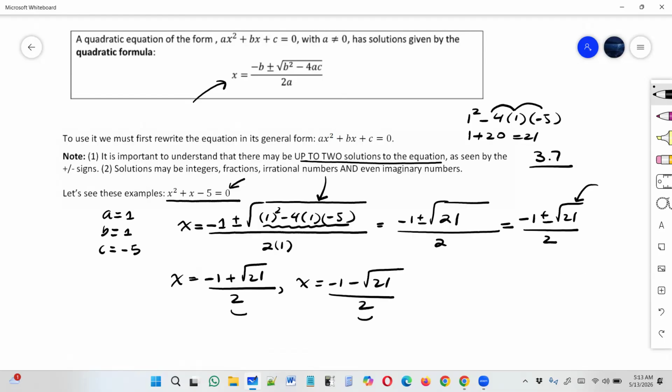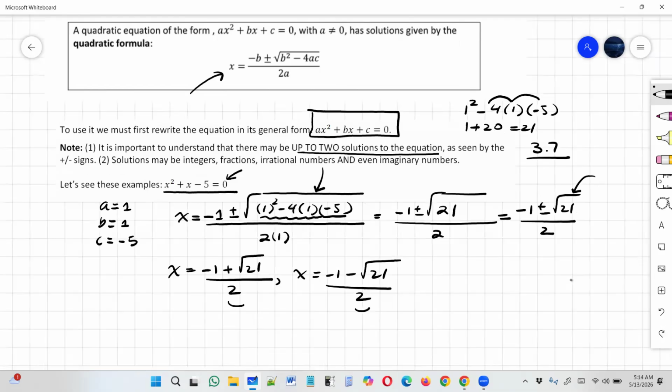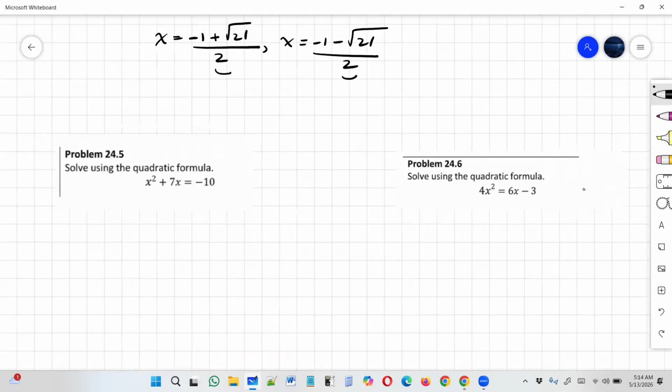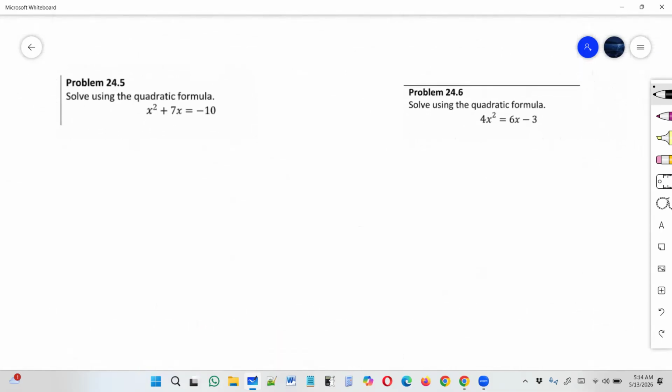Now, just keep in mind, the quadratic formula can also be used on equations that are factorable. You can try it later and test it out. Now, let's take a look at the other example I have here for us to see.